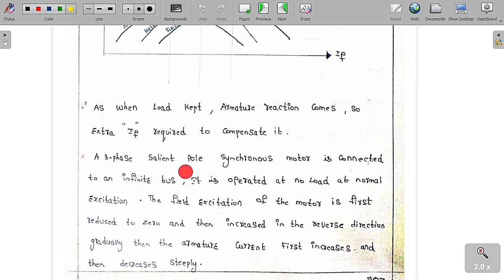Whenever a 3-phase salient pole synchronous motor is connected to an infinite bus, it is operated at no load at normal excitation. The field excitation of the motor is first reduced to 0. It means we are going to reduce the excitation and then increase it in the reverse direction gradually. Then the armature current first increases.